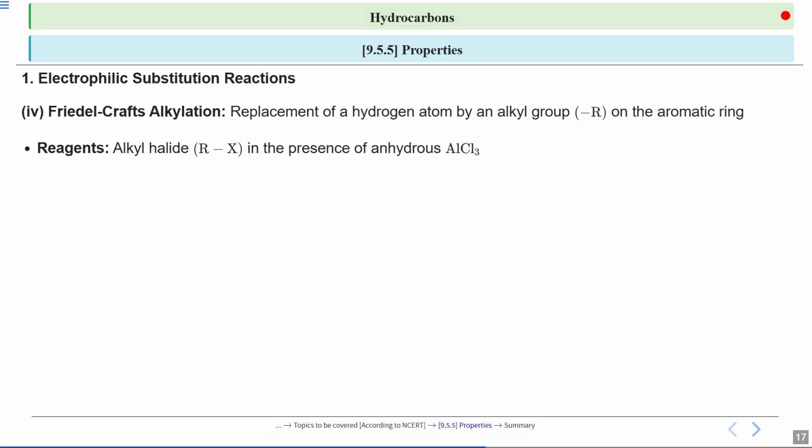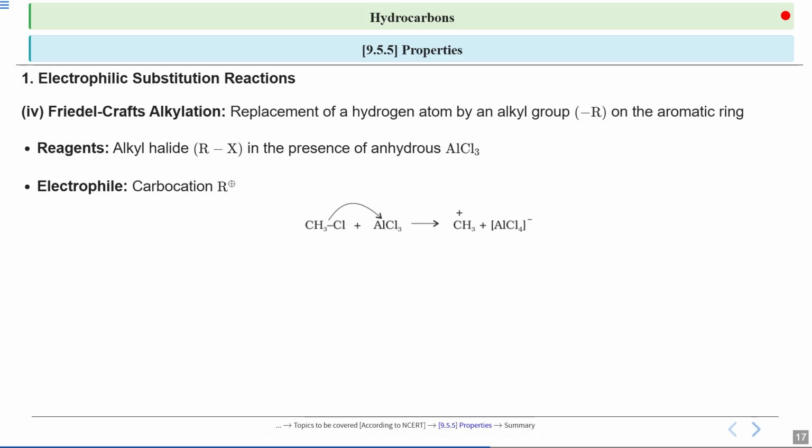This reaction also requires anhydrous aluminum chloride, or AlCl3, which acts as a catalyst. Emphasize that anhydrous means without water, which is important for the reaction to work. Now let's talk about the electrophile in this reaction. The electrophile is the species that seeks out electrons, and here it is a carbocation, which is a positively charged carbon atom. This carbocation is formed when the alkyl halide reacts with AlCl3.